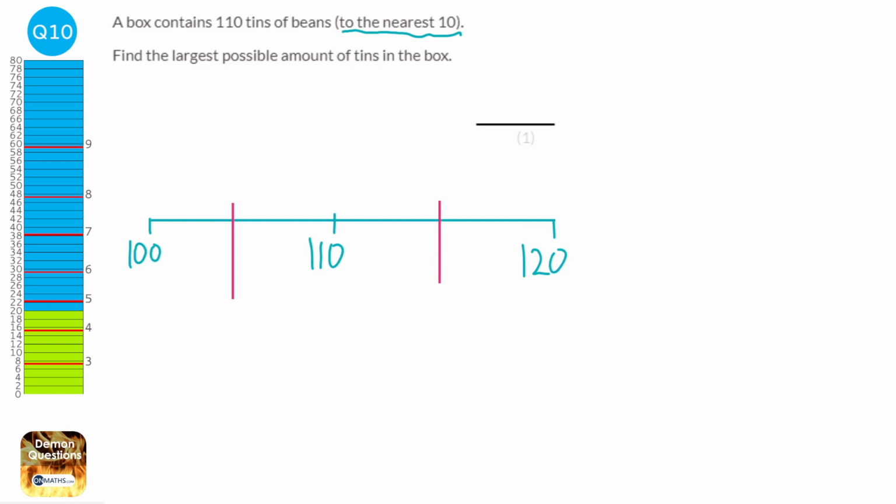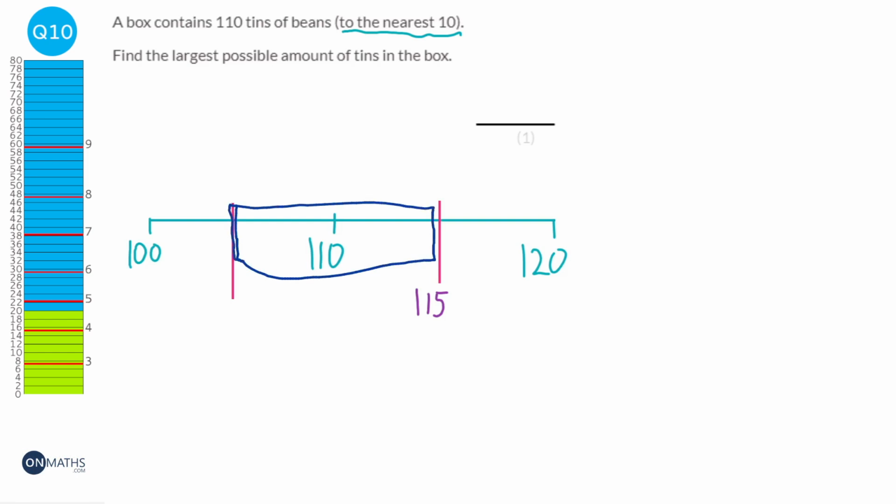If the number is on the cutoff point, which we can see is going to be 115, then we know it would round up. So we need to find the biggest number in this part here, and it includes this line actually. So all the numbers that would have rounded to 110 would have been 105, 106, 107, 108, 109, 110, 111, 112, 113, 114, which would be here.